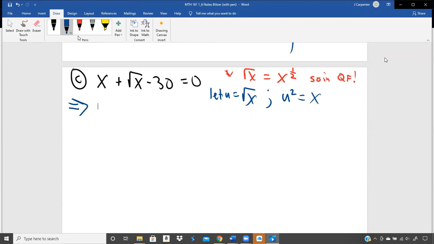Now, do I expect most students, in all honesty, if there were no instructions on which way to solve this, to do it with quadratic form? No, I would say most of them are probably going to move the x and 30 to the other side and then square both sides. But it's a good technique that works.